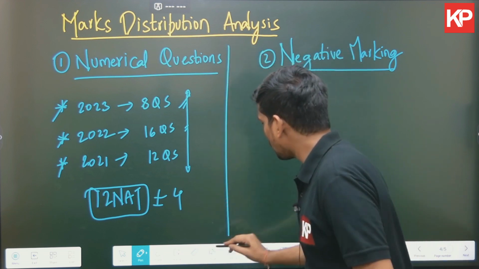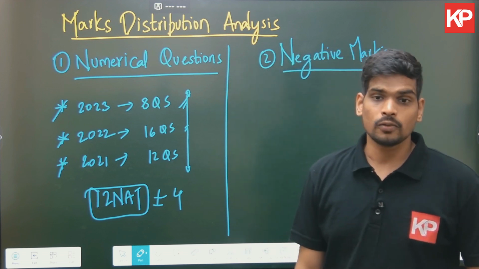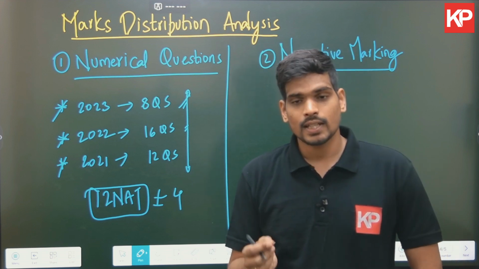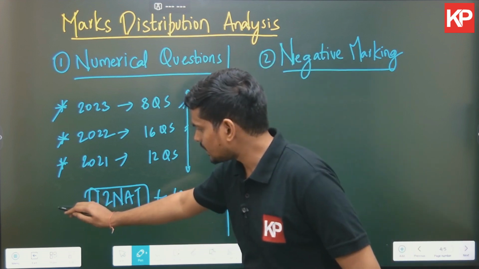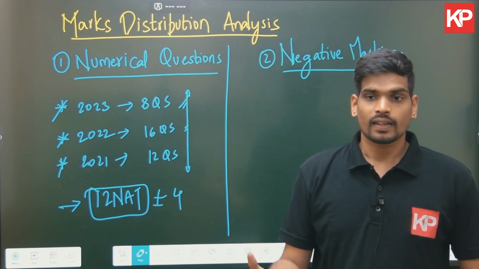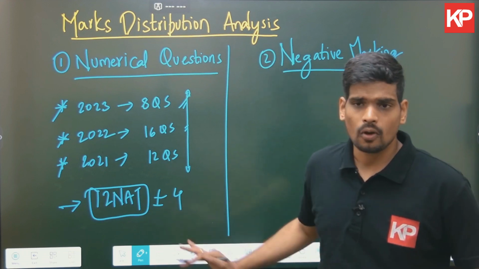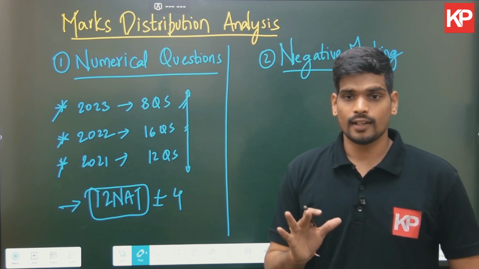So all these deviations are within the deviation range of the GATE pattern. Do not worry, do not get into the misinformation, and don't think that you will not get numericals. Though there is a deviation, it is within the range. So remember, unless there is a major shift in the question paper structure, you should not change your strategy for preparation accordingly. So don't stop practicing numericals. That would be our recommendation.